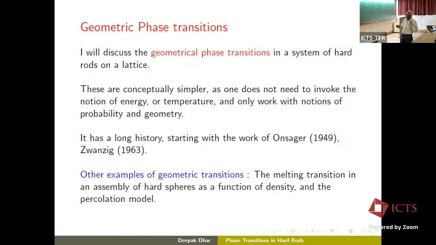And the lattice model was studied by Swansea in 1963. And there is some substantial time lag between these two. But I will not discuss the rest, but I'm mentioning that there are other geometrical phase transitions. If you take hard spheres as a function of density, at low density it's a disordered phase. At high density it becomes crystalline with periodic order. And the other geometrical phase transition which is well studied is the percolation model.